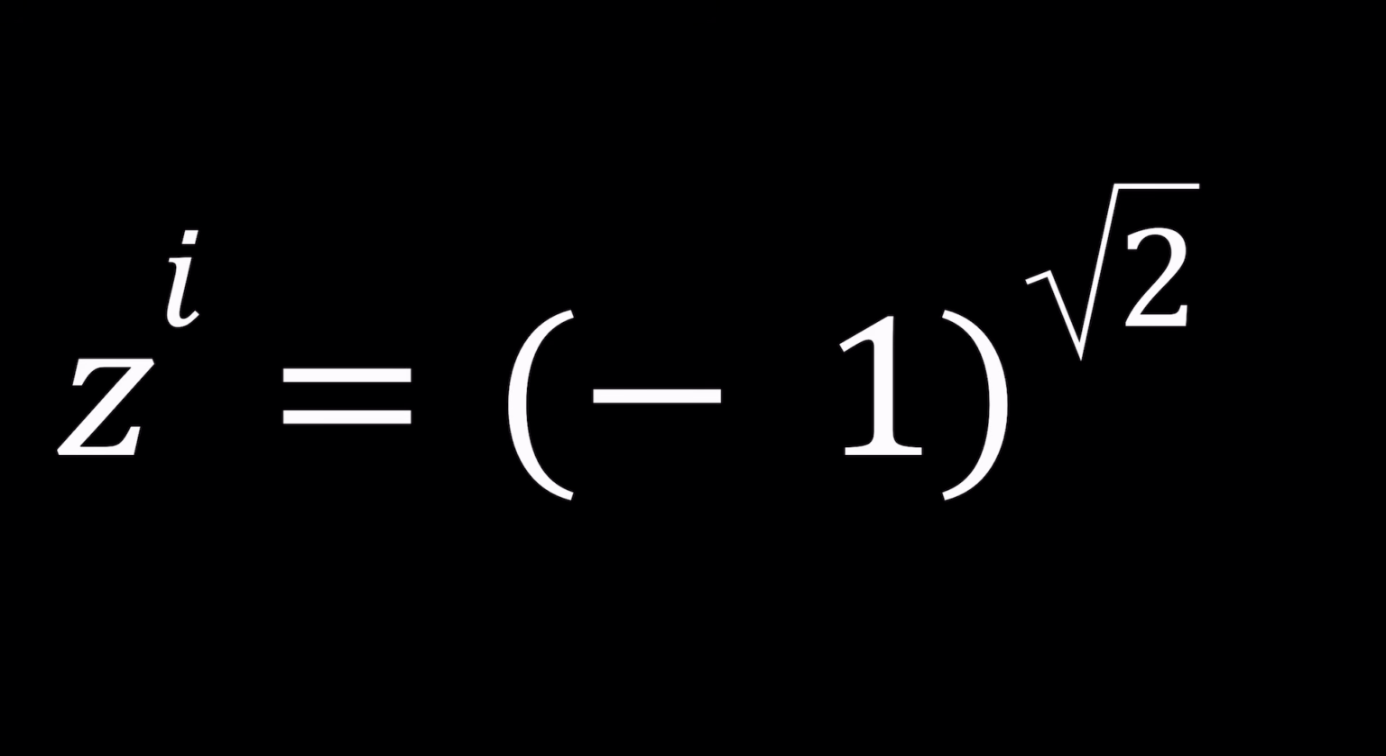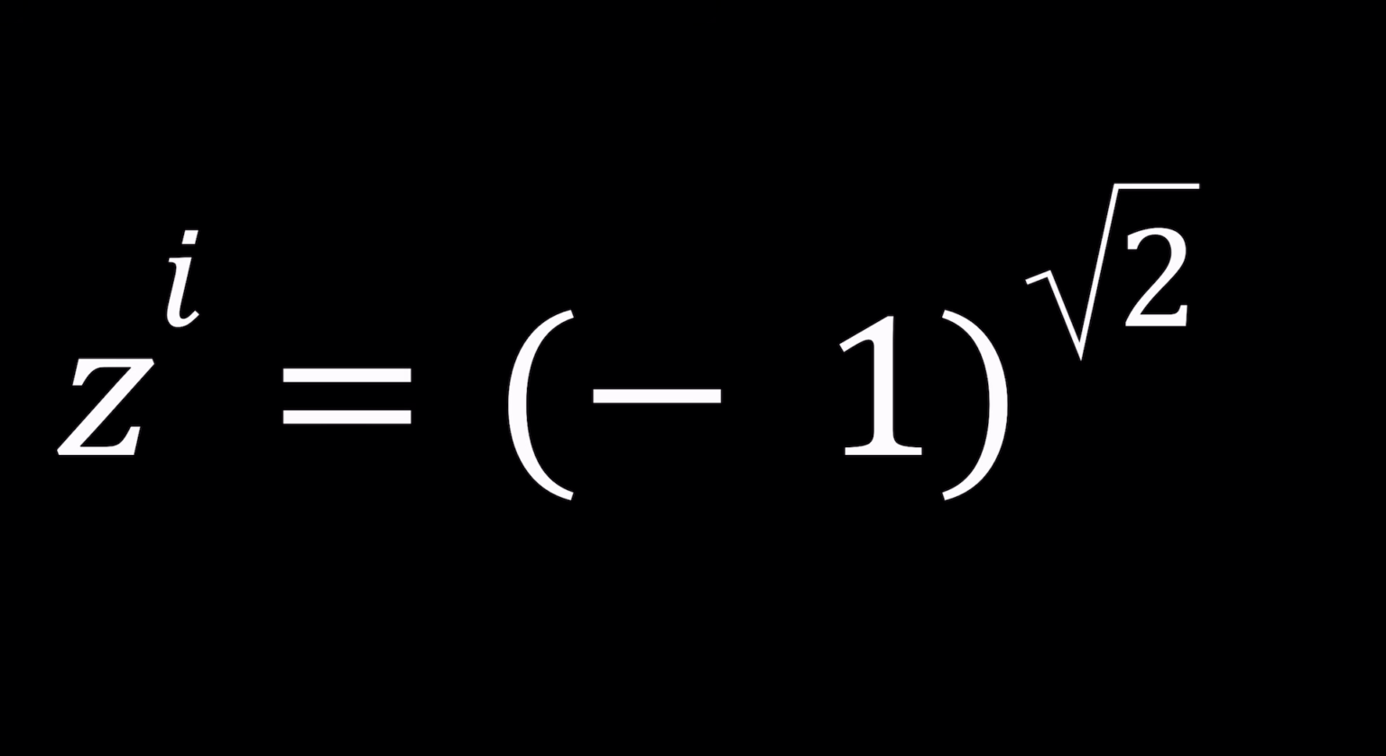This channel is all about complex numbers, and in this video we're going to be solving a very nice equation with complex numbers. Is this for real? Let's find out. Now we have z to the power i equals negative 1 to the power square root of 2. Such a weird power of negative 1, don't you think?